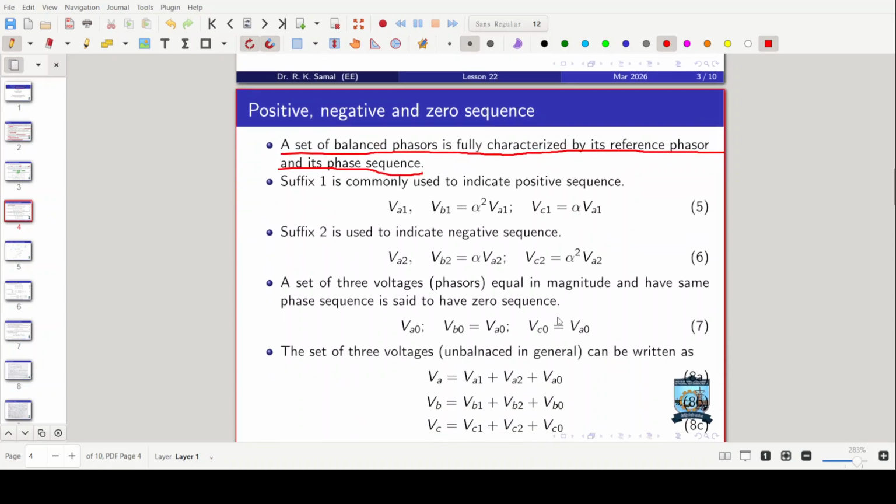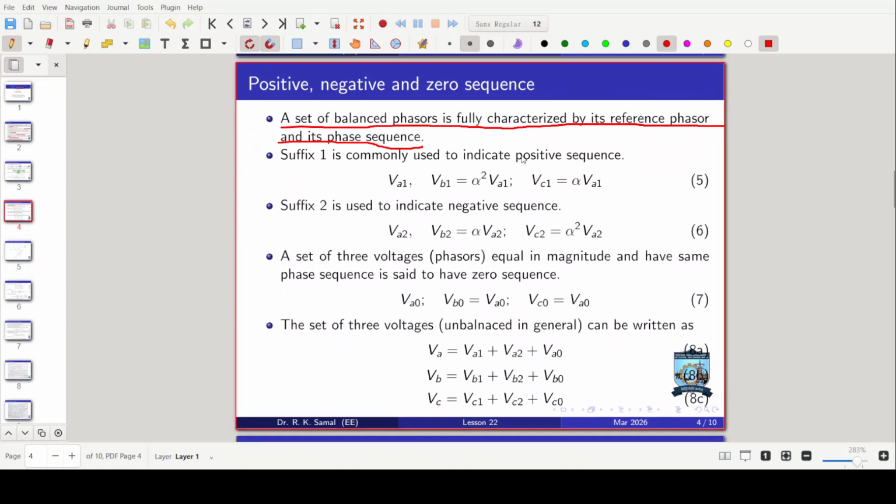Now suffix 1 is commonly used to indicate the positive sequence. So positive sequence voltages are VA1, alpha square VA1 and alpha VA1. And the negative sequence voltages are VA2, alpha VA2 and alpha square VA2, where suffix 1 indicates the positive sequence and suffix 2 indicates the negative sequence.